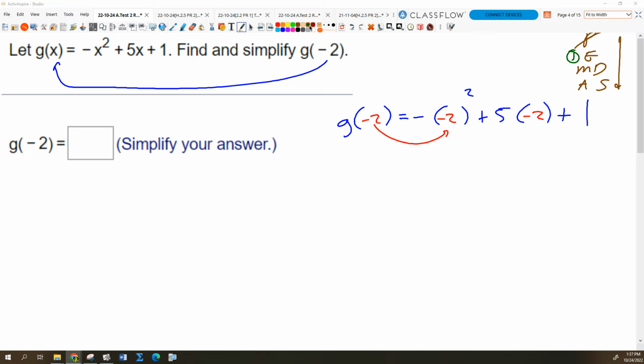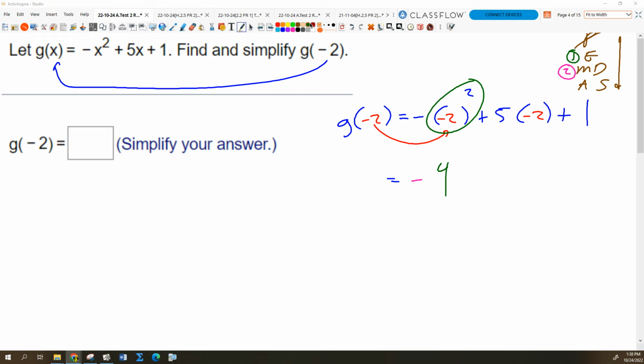Now, what am I squaring here? -2, right? This is what's being squared. So -2 squared is +4. But notice I have to do the exponent before I can do the multiplication. Okay? So I end up with this equals negative, and then when I squared that out, I just got a 4.